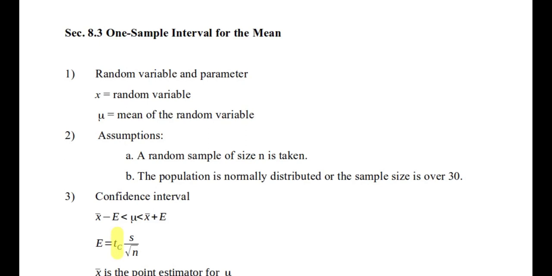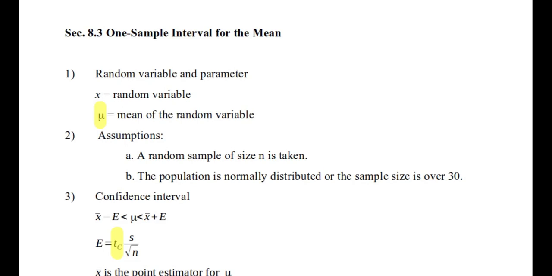So looking at that first question, we're looking at the random variable and the parameter. Of course, x is the random variable, and mu, remember, is the true mean of the random variable in the population. The assumptions, we're not making any distinction here about z and t. We're going straight to the case where we only know the sample standard deviation. So there's only two assumptions here if you compare that back to chapter 7 where we had 3.